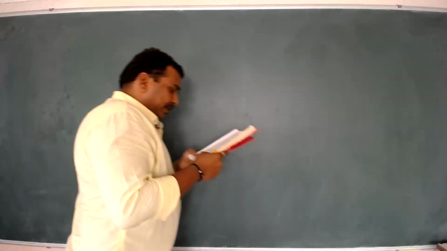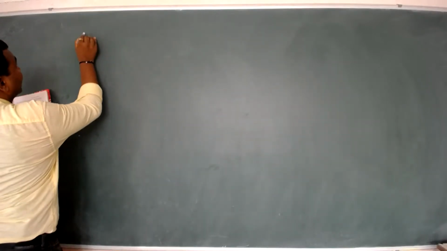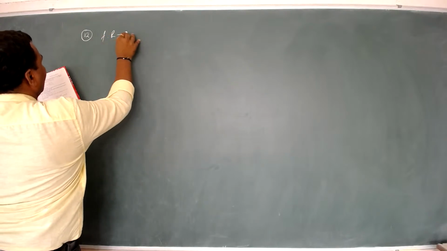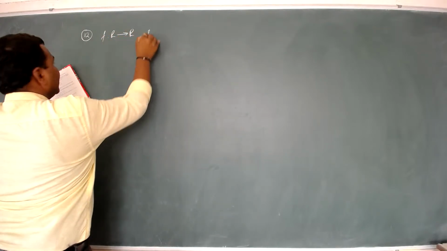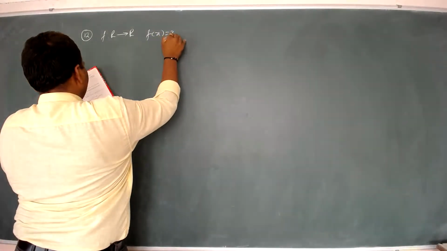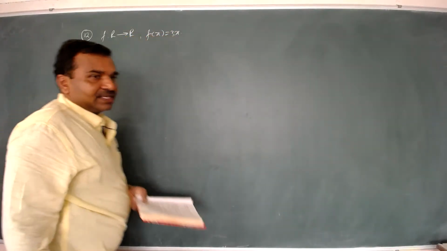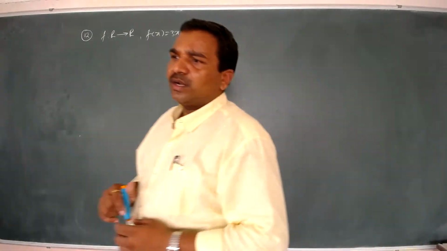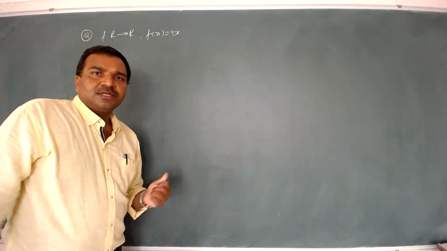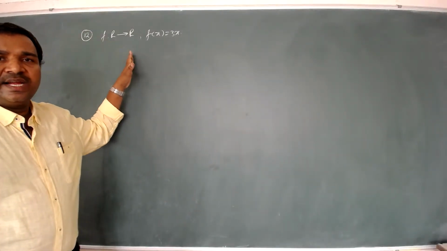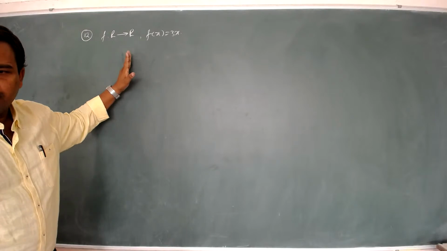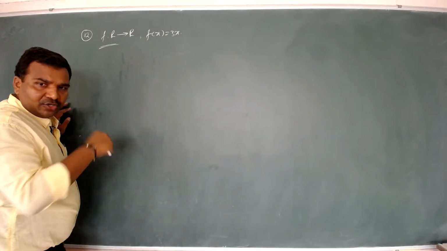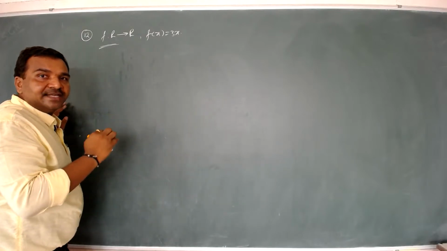Next. Question number 12. f: R to R defined by f of x equal to 3x. Here also we have to verify whether it is 1-1 or onto, or 1-1 and onto. So we have to check whether it is 1-1 and onto or not. It is very simple. Clearly it is both 1-1 and onto. I will explain why it is 1-1, why it is onto.